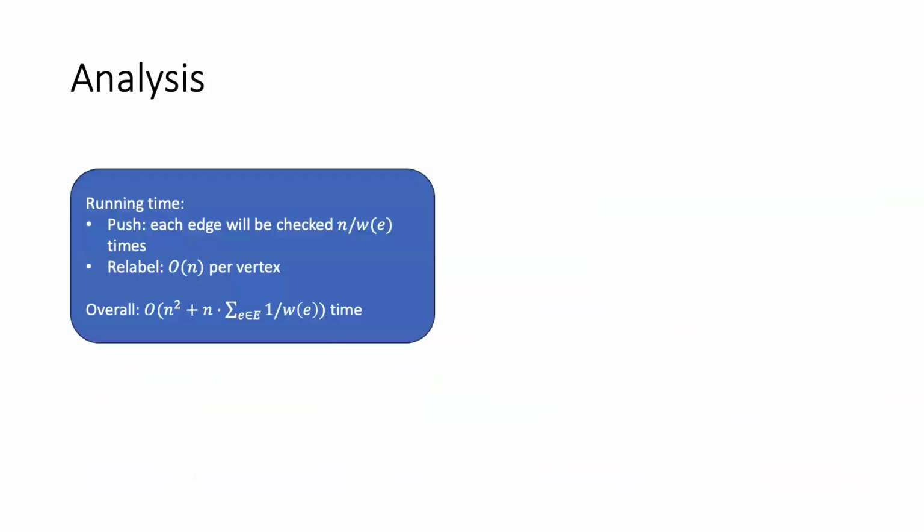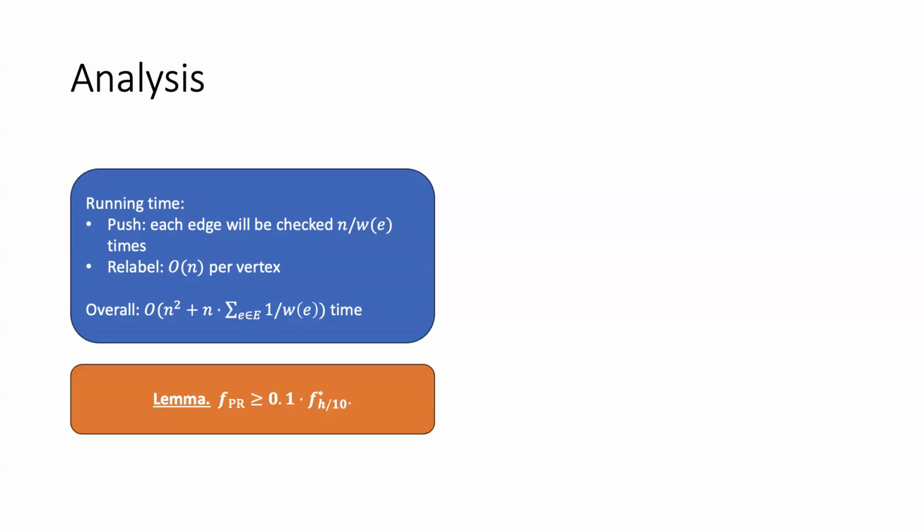So to do a quick analysis, each edge will be checked and pushed only n over w_e times instead of n times, and the relabel time is the same. So overall, this gives an n squared plus n times the sum of inverses of the weights time algorithm. When a lot of the weights are large, this can be much faster than n times m.